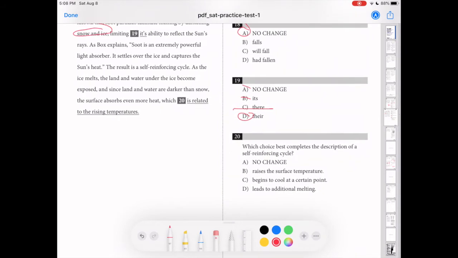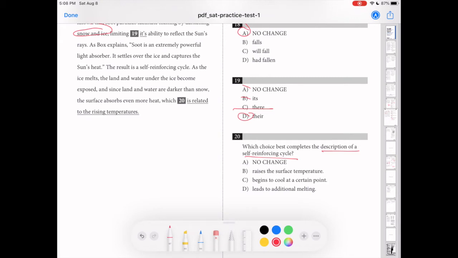All right, number 20. This is all about best choice questions. This type of question, you need to read the question very carefully. The important point to analyze is completes the description of a self-enforcing cycle. That's what the answer will be based off. Many of the choices make sense, but we want the one that is going to define this positive feedback loop best. Reading around for context, this sentence is all about ice melts.